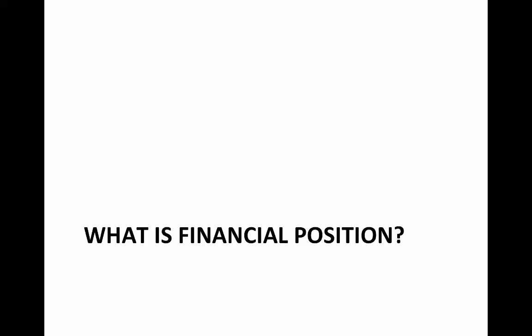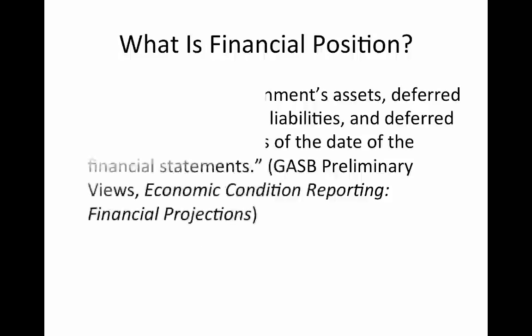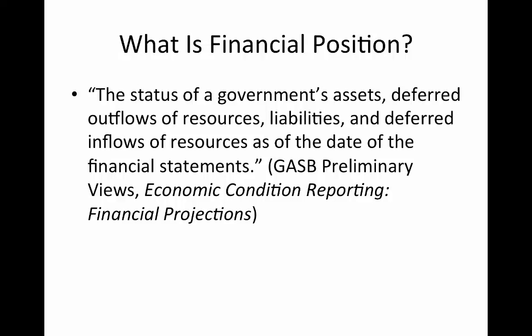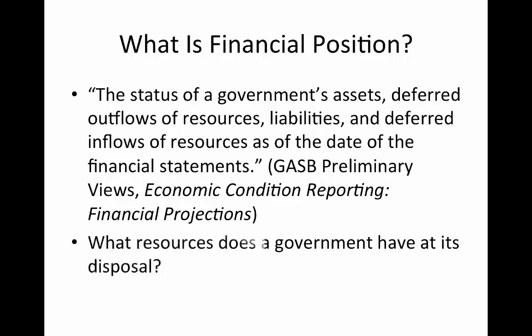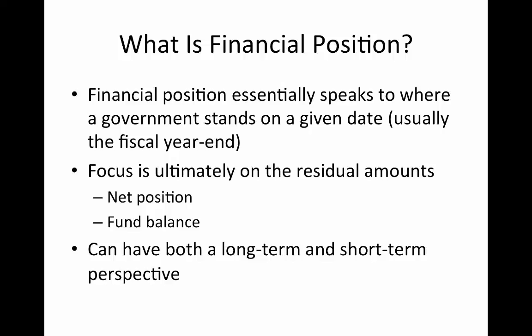So let's begin by talking about what financial position is. GASB's definition is that it is the status of a government's assets, deferred outflows of resources, liabilities, and deferred inflows of resources as of the date of the financial statements. So we're essentially talking here about what a government has at a given point in time in the way of resources to provide services after you have satisfied its liabilities.